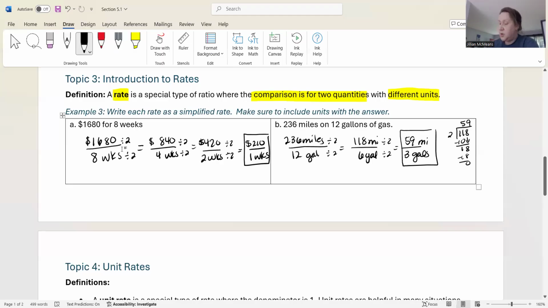Now, remember, we got 210 by itself. Just remember it's 210 over 1, and it's very specifically $210 in 1 week. And then we got 59 over 3 for part B, but remember it's 59 miles compared to 3 gallons, okay? Don't forget you have to have your units with your final answer.